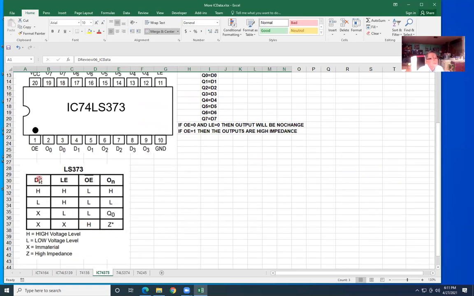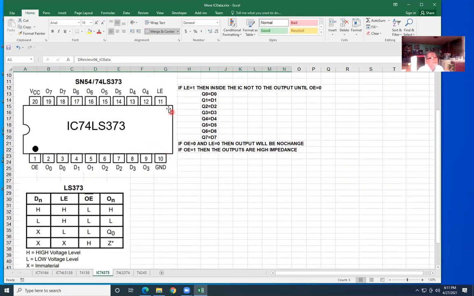D, okay, let's see what the D is here. And LE. LE, what pin is it here? LE is pin 11. LE is latch enable, yeah, latch enable, and OE is output enable. Okay, OE here is pin number 1, output enable. D input means that's the input here, that is the output here.